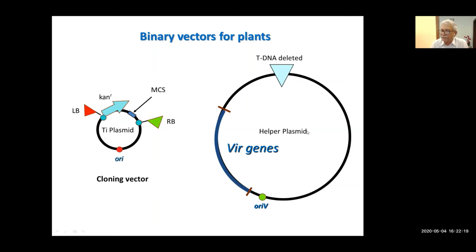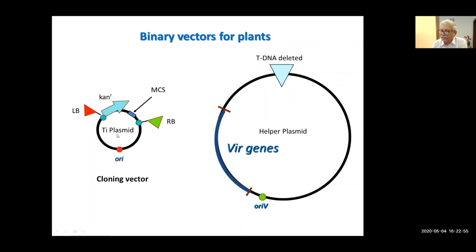What does a helper plasmid have? All the features of the plasmid: origin of replication, antibiotic selection marker, but no multiple cloning site on it. The tDNA is deleted, which means there is no left and right border on it. What it has got is the 40 kb virulence genes on it, because there is no virulence gene on the TI plasmid. Why?